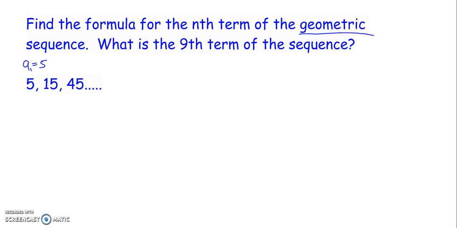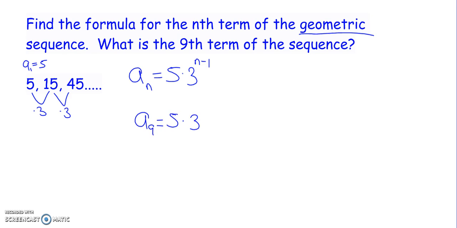And we also know the common ratio. It's multiply by 3 every single time. Multiply by 3, multiply by 3, which means we have a formula without too much difficulty. First term is 5. Common ratio is 3. The common ratio raised to the n minus 1 every single time, which means now it's just plug in: A9 is equal to 5 times 3 to the 9 minus 1, which is 8.